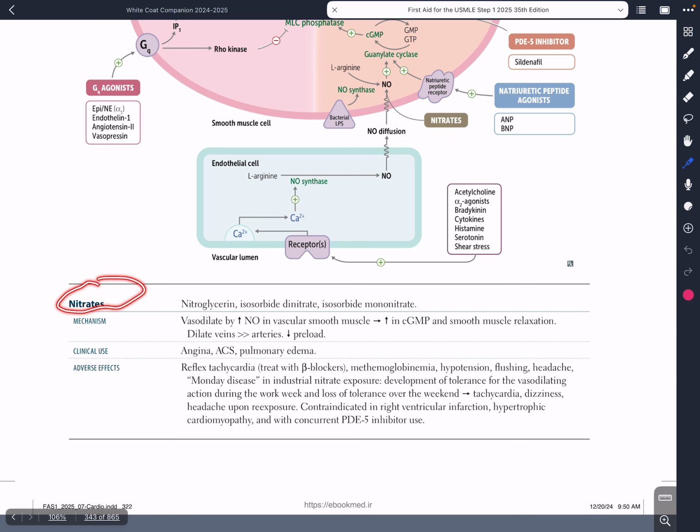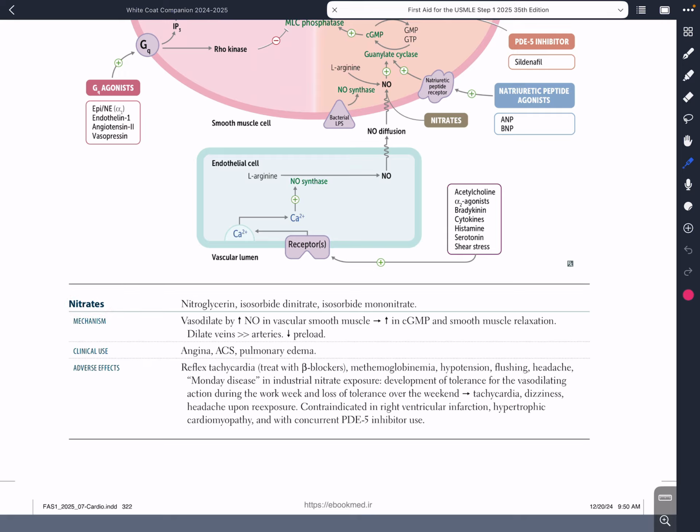Nitrates. What are nitrates? Nitrates are the class of drug that are used in angina, acute coronary syndrome, and pulmonary edema. So there are three clinical uses of nitrates: angina, acute coronary syndrome, pulmonary edema. What are the drugs in nitrates? Nitroglycerin, isosorbide dinitrate, isosorbide mononitrate. These are the three drugs under the classification of nitrates.